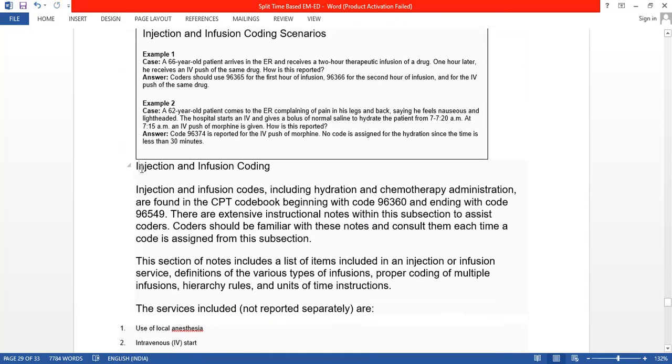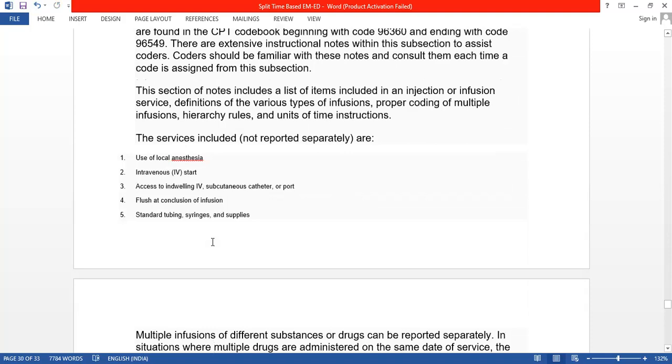First, let's see some other important things. I will just read it. Injection and infusion codes, including hydration and chemotherapy administration, are found in the CPT code book, beginning with 96360 and ending with code 96549. This is the code range. The section notes include a list of items included in an injection or infusion service, definitions of the various types of infusion, proper coding of multiple infusions, hierarchy rules, and unit of time instructions.